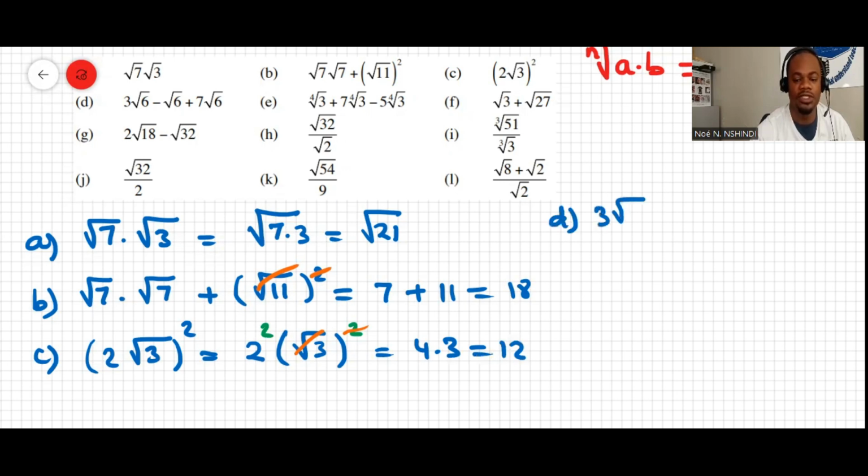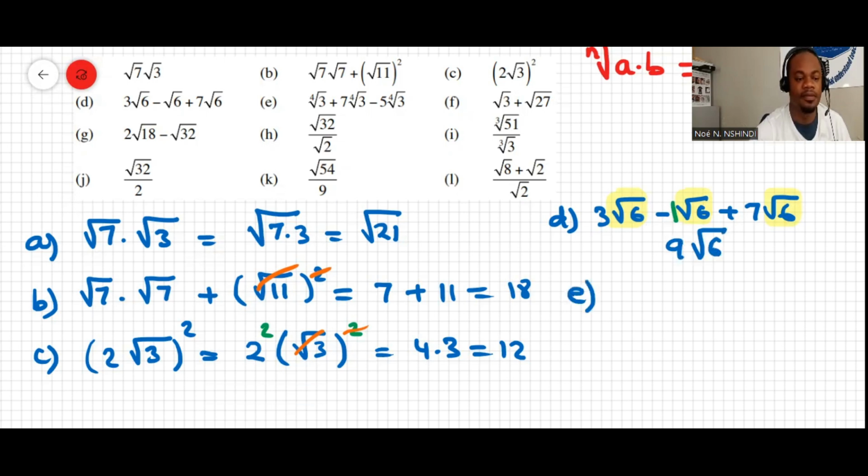Then we have 3 root 6 minus root 6 plus 7 root 6. Now here we have to separate the terms because we don't have products. I have minus and plus here, so separate the expression into terms. This is a term, this is a term, this is another term. In this case each term has square root of 6, so we can just do 3. Understand that over here there is an invisible one. So basically, we do 3 minus 1 plus 7, which is 9, and that makes 9 root 6.